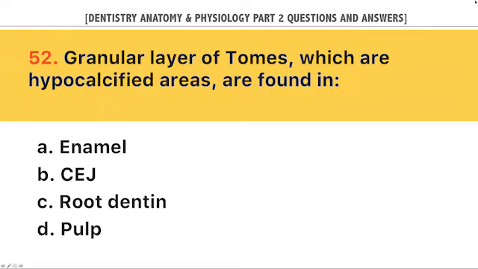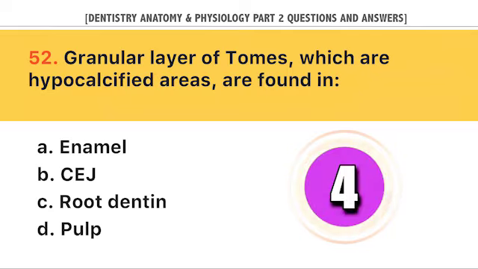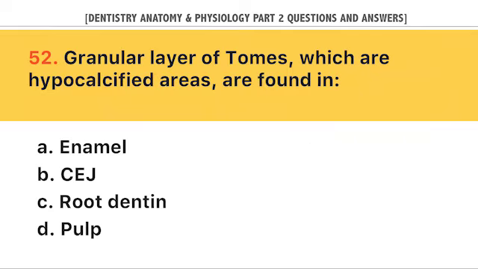Granular layer of Tomes, which are hypocalcified areas, are found in: A. Enamel, B. CEJ, C. Root dentin, D. Pulp. Answer C. Root dentin.